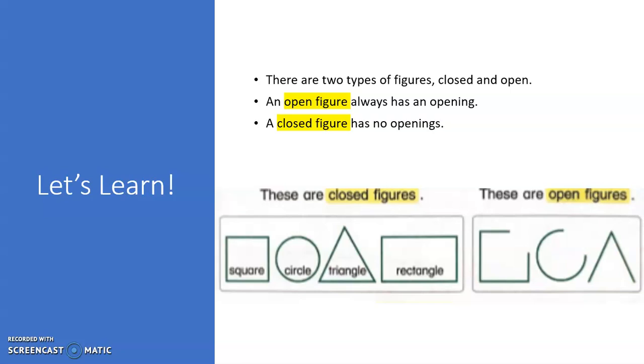A closed figure, on the other hand, is going to have no openings. So if you look on the picture again, on the left side, you see there are four shapes, four figures. These are all closed. They have sides. They go completely around. If we were to trace them, they have sides all the way around.